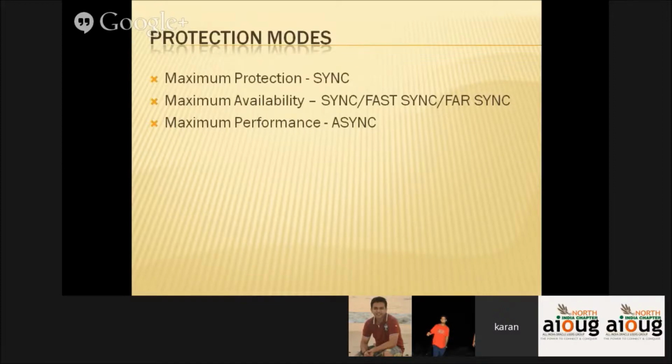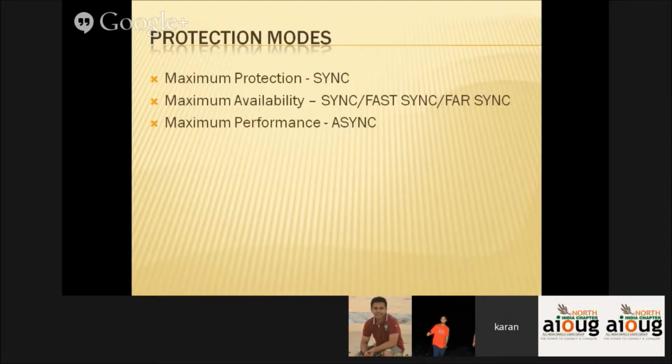In max availability, it is the same as max protection, but the significant difference is that if the primary database is not able to ship redo changes to the standby, it will not shut down. Rather, it will convert itself to max performance mode, which is asynchronous. Asynchronous means the primary database will continue committing transactions even though they have not been acknowledged by at least one standby. We will later understand what is FarSync.